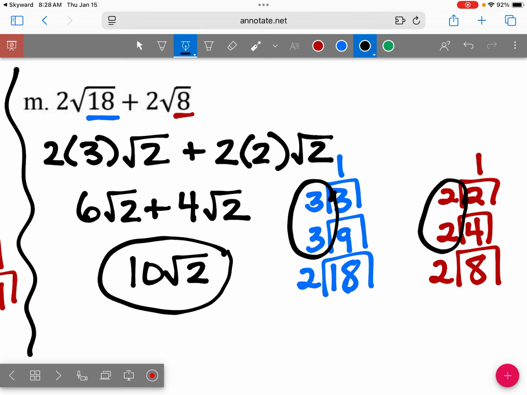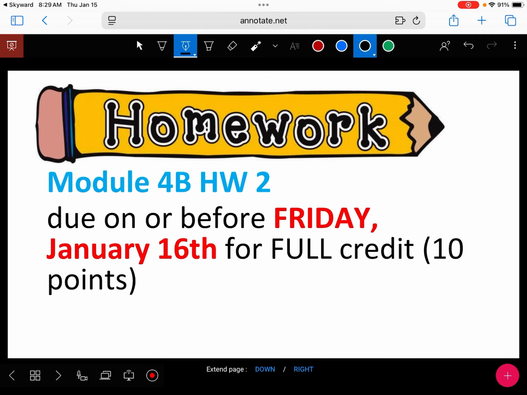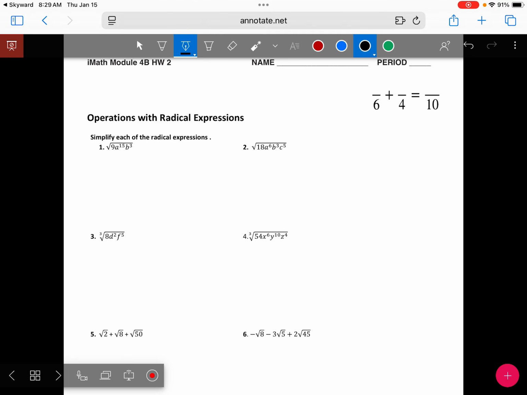All right, go ahead and take out homework 2. I want to do what I think the hardest question is with you. That is, I think it's number 6. Remember, this homework is due tomorrow for full credit. If it's not turned in tomorrow, you automatically lose 4 points, but you can still get 6. So it's better to turn it in late than to not turn it in at all.